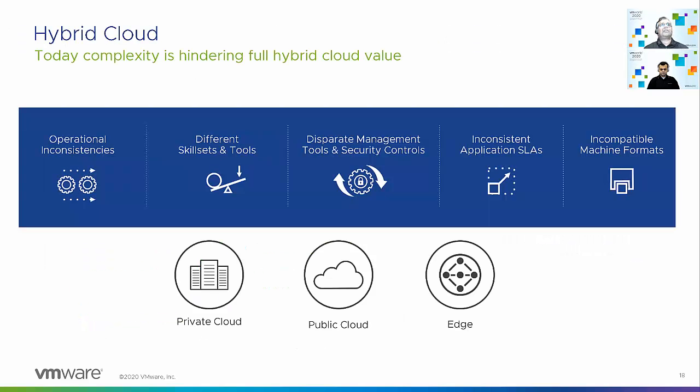Now, if you look at the slide here, essentially what the slide is trying to say is today's complexity is hindering a full hybrid cloud value. There are some common challenges with hybrid cloud adoption. Namely, there are operational inconsistencies. There are different skill sets and tools. There is disparate management and security controls. You have inconsistent application SLAs. And of course, you have multiple virtual machine formats.